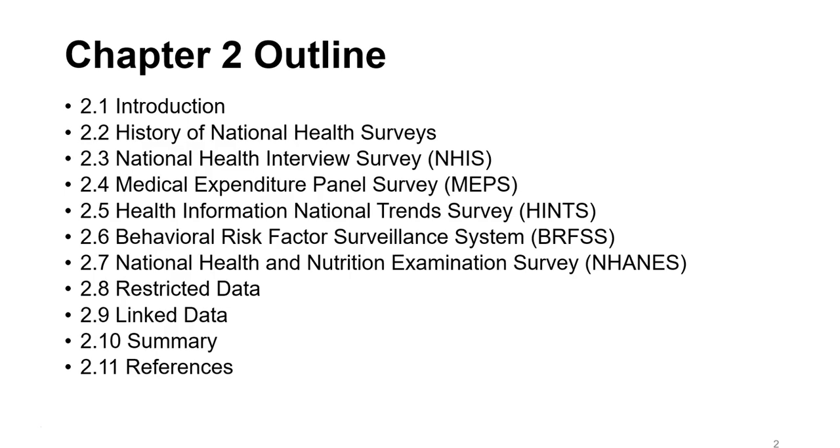Section 2.7 covers an overview of the National Health and Nutrition Examination Survey, or NHANES. Section 2.8 covers restricted data. Section 2.9 covers linked data. Section 2.10 provides a summary of the chapter, and Section 2.11 includes the references.